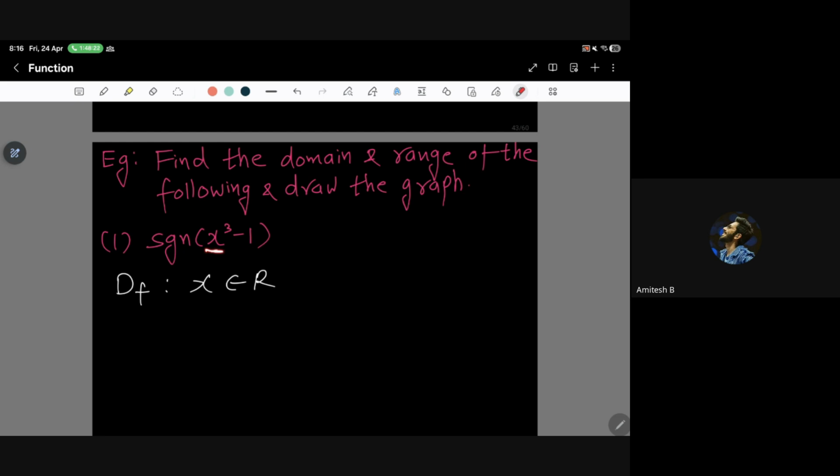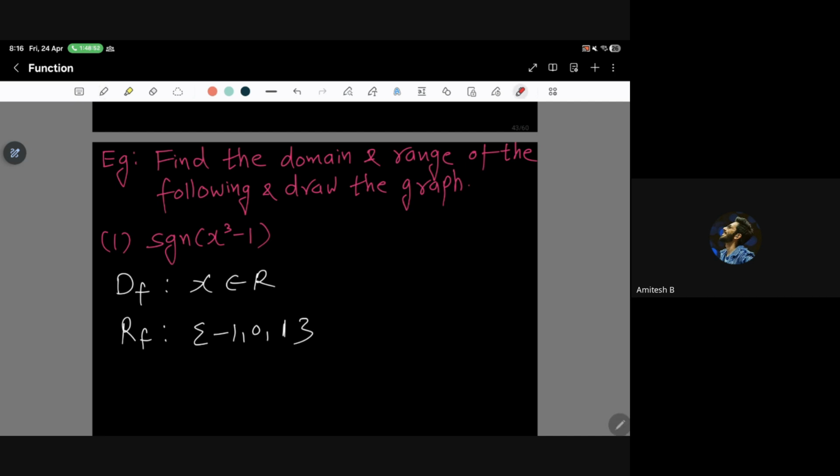If I take x equal to 1, 1 minus 1, 0, so signum will give you 0 as the output also. If I take x equal to minus 3, minus 27, minus 1, minus 28. So we are getting all kinds of values here. So the range of the function is minus 1, 0 and 1. And how did we check? We just check whether we are getting all different types of value, positive, negative or 0, for some values of x. Now coming to the graph of the signum function.